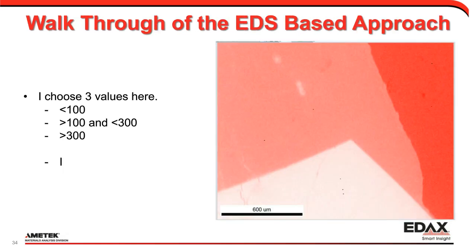So here I've chosen 3 different values. I've chosen greater than 100 for one. I've chosen, we've got arrows, less than 100. I know math. It can also be another one from greater than 100 to less than 300. And then finally, I've chosen greater than 300. I've chosen these values based on just what I saw by mousing around.